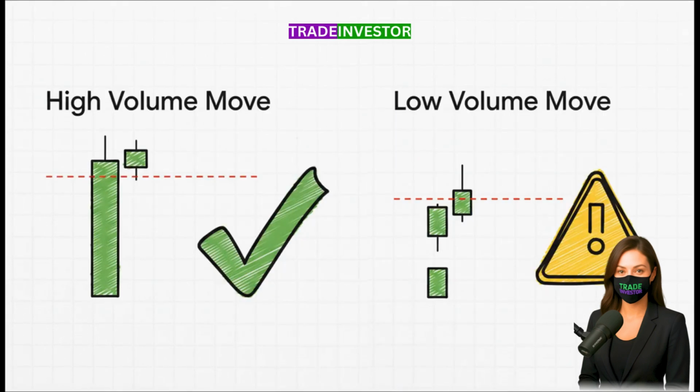So think about it. If you see the price breaking through a major ceiling, and at the same time you see a giant spike in volume, that's your confirmation. That says big institutions are getting involved, and this move has some serious muscle behind it. But if the volume is low, you'll want to be a bit more cautious.